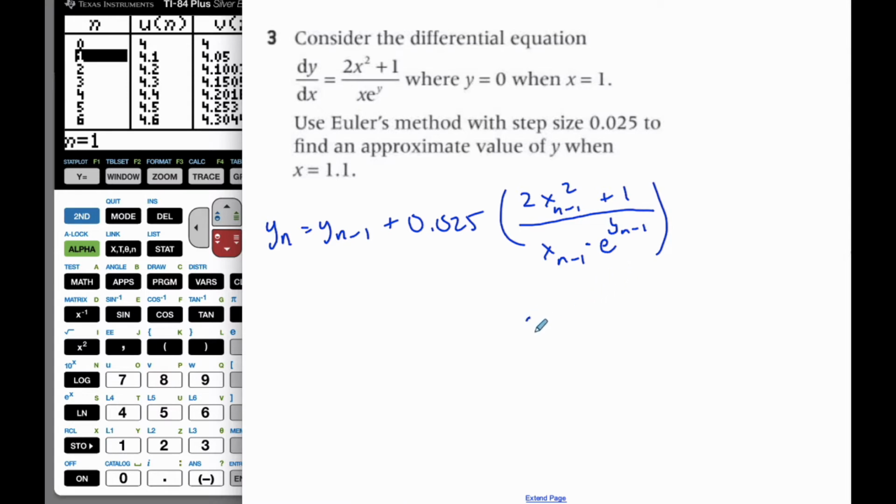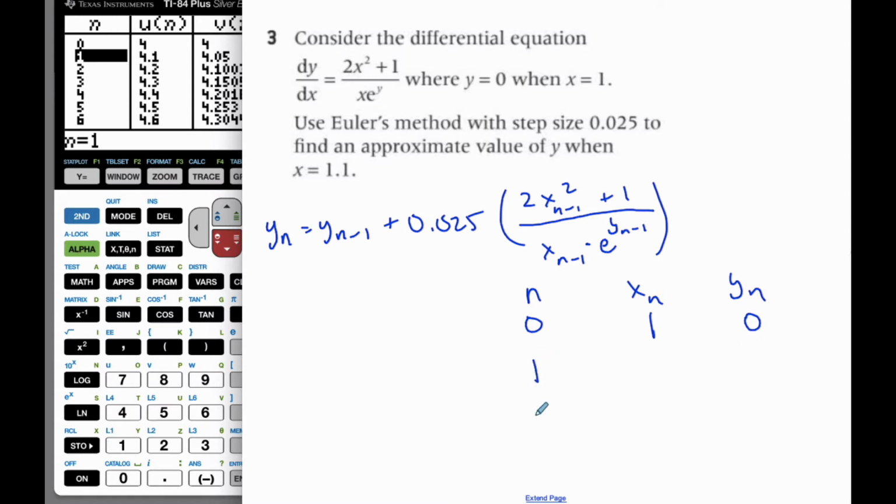And making my table, I'm going to go 0, my n value, and my x and my y. And so when n is 0, I know that I get x is 1 and y is 0. That is my initial value.